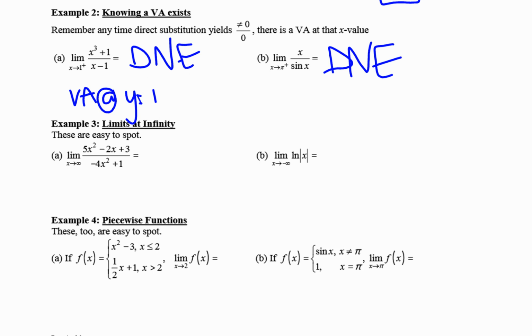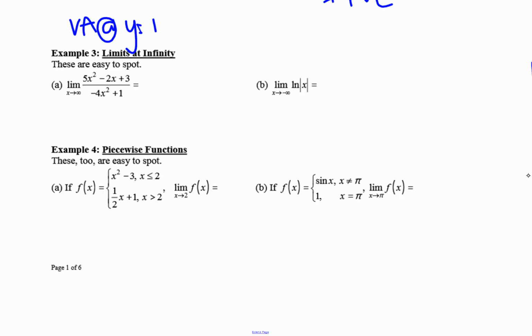Okay, limits at infinity. We practiced that in the last section. These ones are easy to spot because there's an infinity sign. Check the degree or the growth rate of the numerator and the denominator. Okay, and the next one, ln of x.